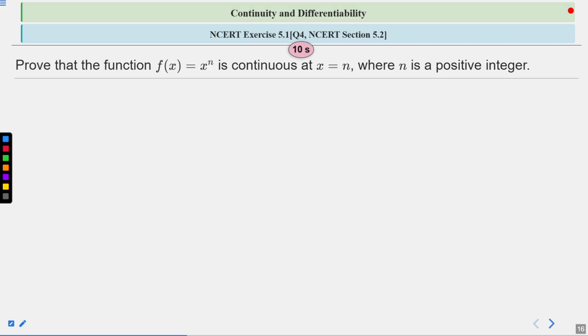Okay. So you have 10 seconds to solve or think about this question. After that, we will discuss the solution part.